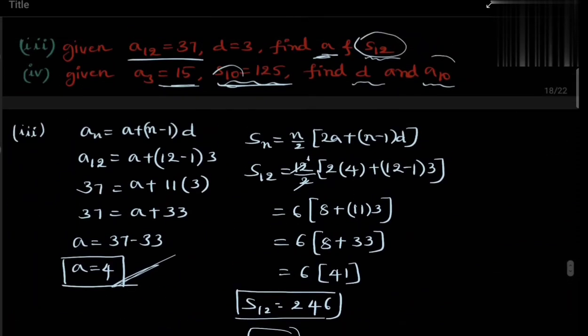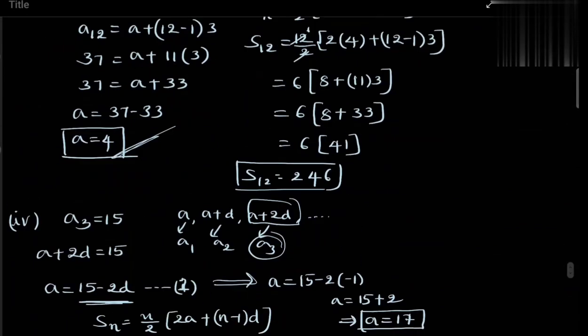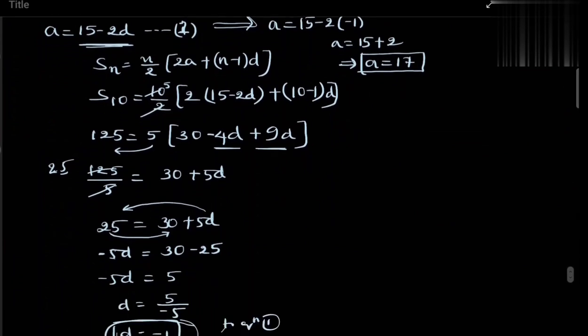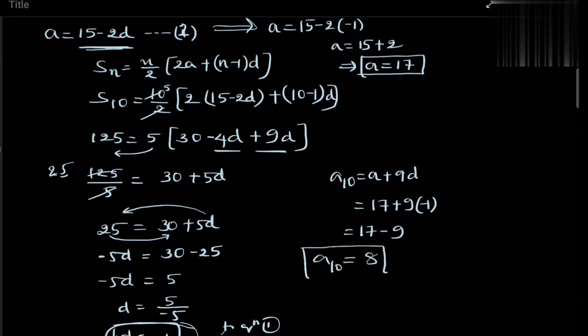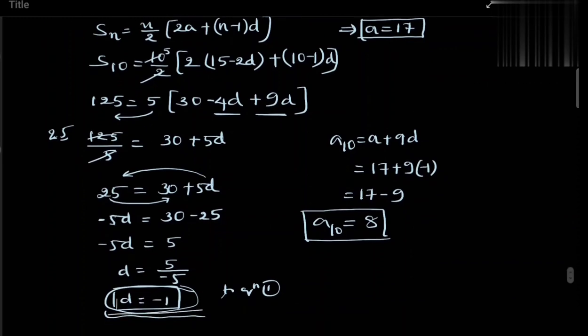But we have to find the 10th term, not the first term. So we know the general formula, right? The 10th term can be written as a10 is equal to a plus 9d. So here a is 17 plus 9 into d, which is minus 1. So 17 plus 9 into minus 1 is minus 9. So 17 minus 9 will become 8. Therefore the 10th term of this AP is 8 and the common difference is minus 1 for this question.